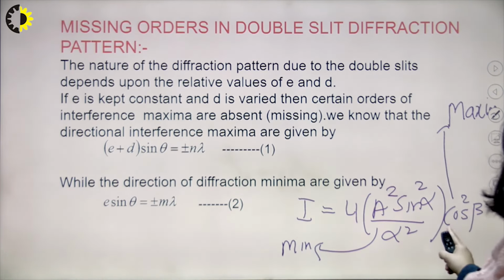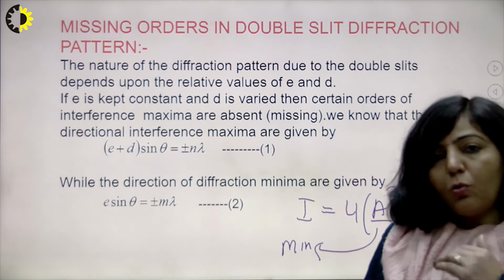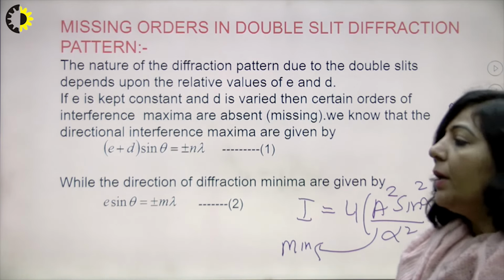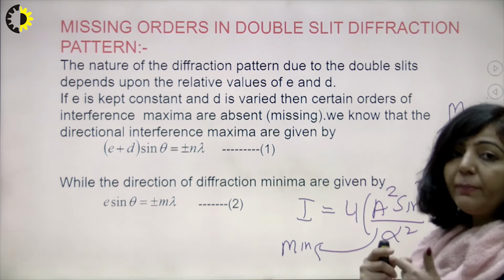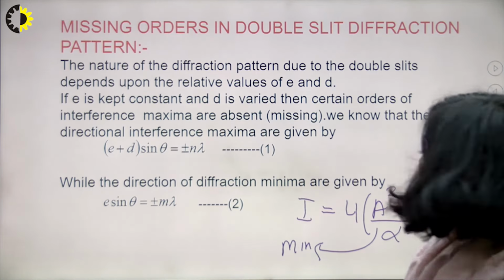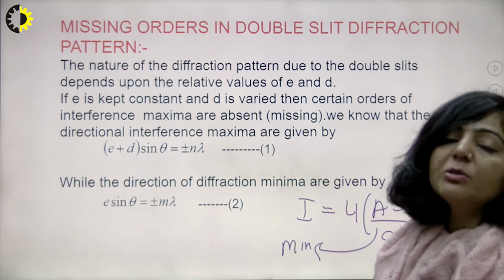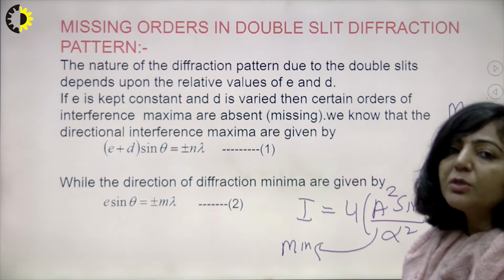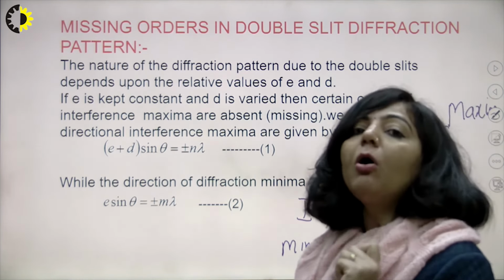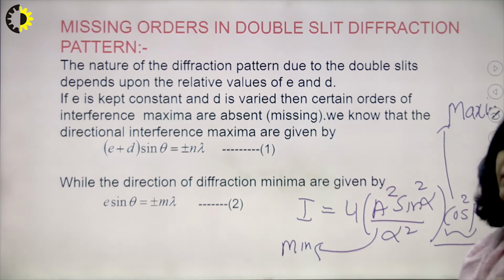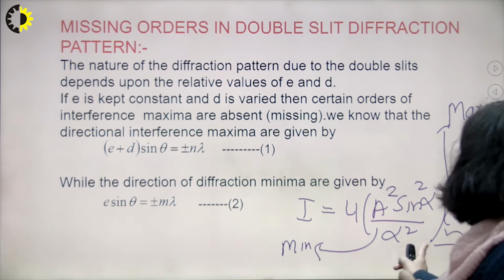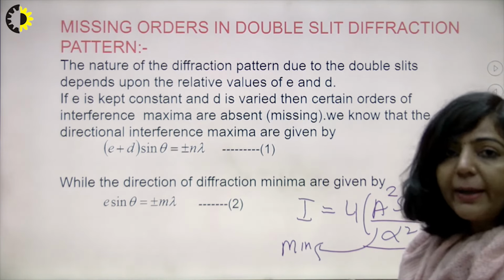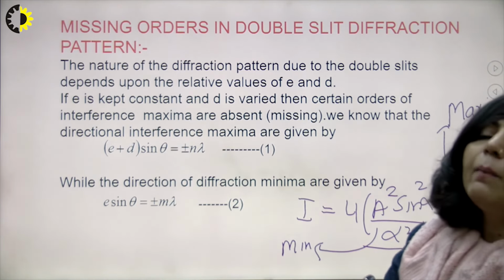means if the maxima due to this interference term is overlapping with the minima of this diffraction term, means if the interference term of cos square beta is observed at theta angle of diffraction and the minima due to the diffraction term is also observed at theta angle of diffraction, then that particular nth maxima will be missing from the spectrum. What I am saying is, if the nth order maxima due to the interference term is observed at theta and if the mth order minima due to the diffraction term is also observed at the same angle, means they are overlapping, then that nth order maxima will be missing from the spectrum.